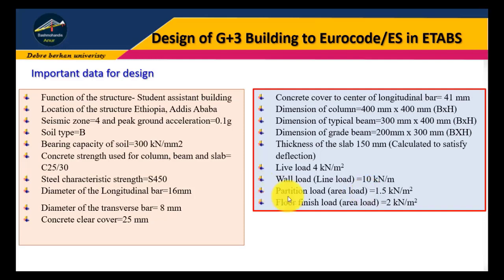Partition load practically እንደምታዩት ወይም ደግሞ አርኪቴክቸራል እንደምናየው from panel to panel the partition load is different. Okay, ይለያያል። ነገር ግን እዚህ ጋር for the illustration purpose ስለሆነ ይሄ tutorial we have assumed that all the panels or the rooms have the same partition load, which is 1.5 kilonewton per meter square. Okay, floor finish this is also area load 2 kilonewton per meter square.